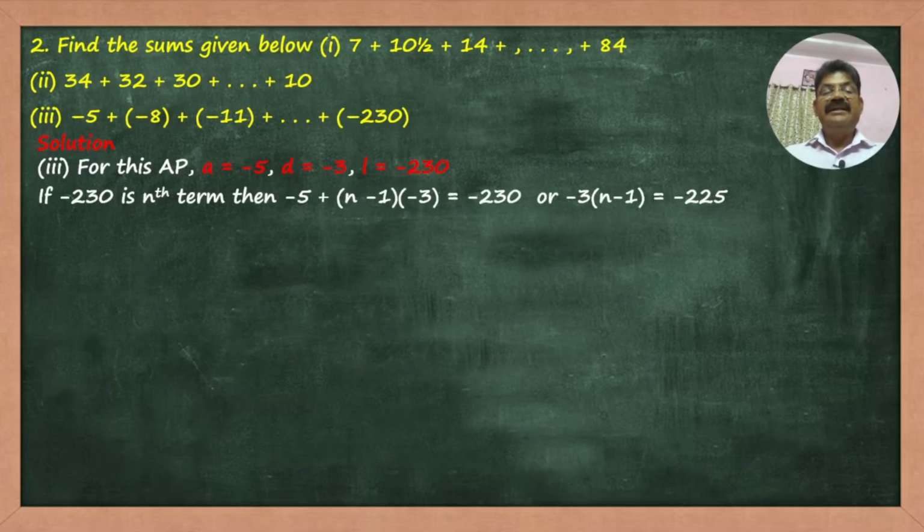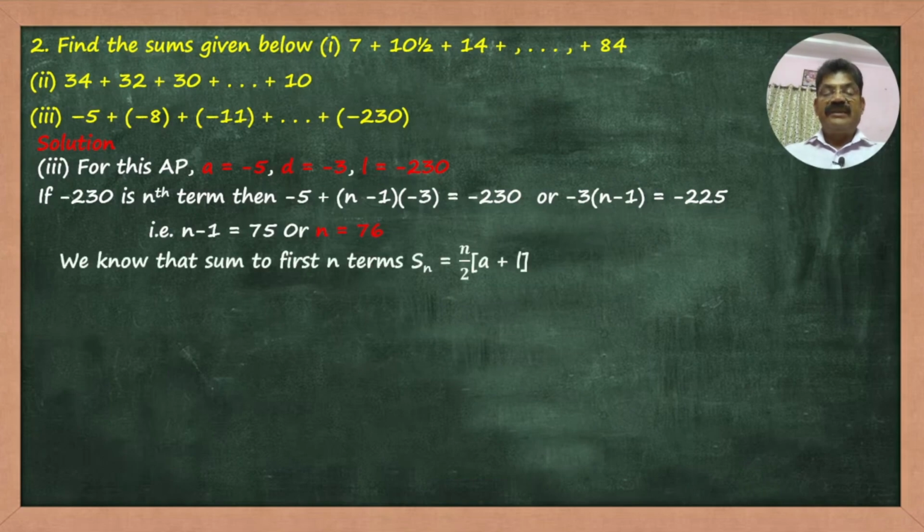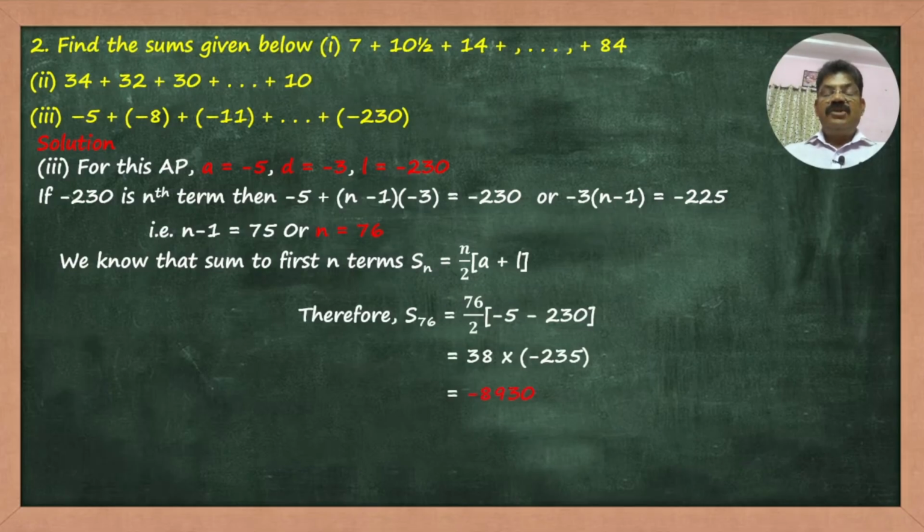It is minus 230. When you equate this to the formula, you get minus 5 plus n minus 1 into minus 3 is equal to minus 230. When you simplify, you get n is equal to 76. Therefore, S76 is equal to 38 into minus 235, which is equal to minus 8,930. So without committing mistake, you have to solve the problem. You have to write steps like this. Then only you will not commit any mistake. If you skip any step, there may be chance for committing mistakes.